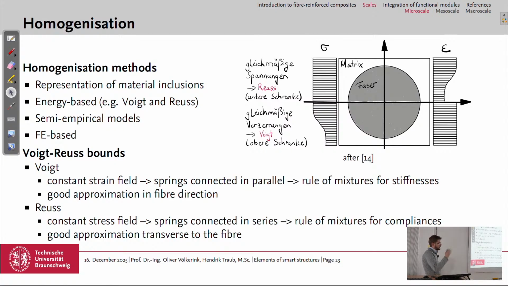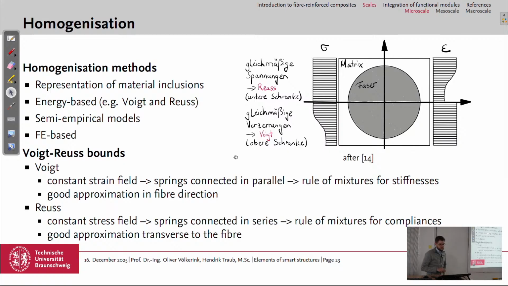To go to the mesoscale, we use homogenization methods. So we need tools to go from fiber and matrix properties to the properties of the single ply. And this can be done, for example, energy-based with some analytical methods by Voigt and Reuss, semi-empirical models, or FE-based.